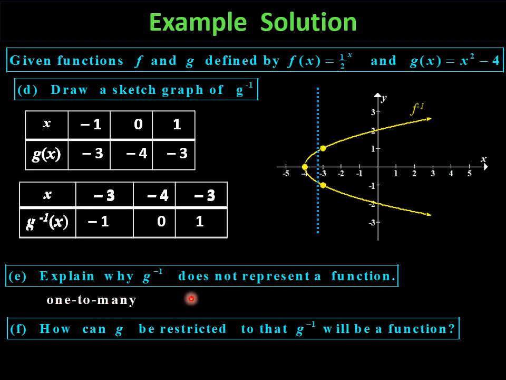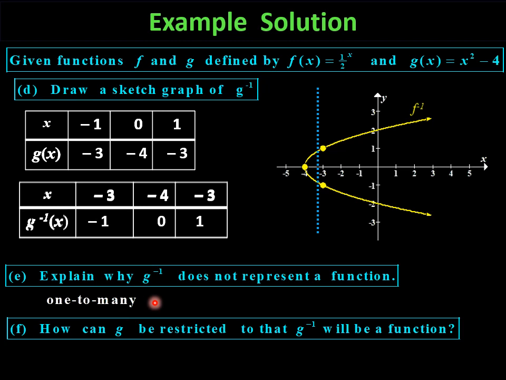Or you could say that the vertical line cuts the graph at more than one place, therefore it is not a function. But this is the easiest way to write it. 1 to many. Now let's look at the last question.